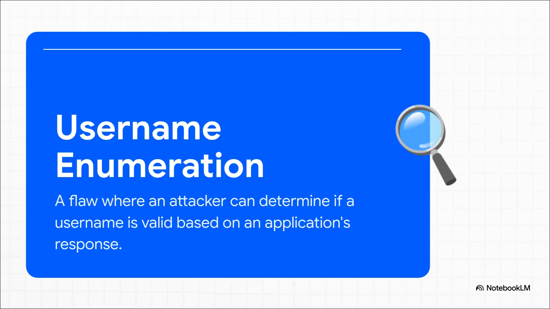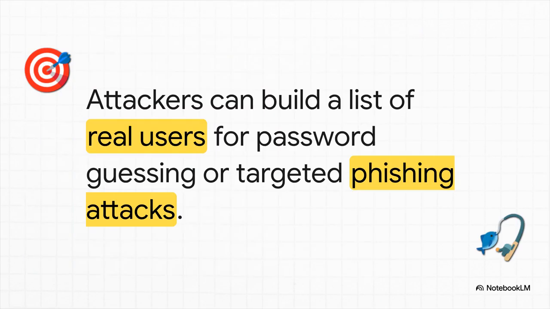Now, it might not sound like a big deal, but trust me, for an attacker, it's the first thread they can start pulling to unravel the whole thing. So, why should anyone care about this? Well, once an attacker has a list of real, confirmed usernames, they're no longer shooting in the dark. They can start launching very specific attacks. They can try guessing common passwords on real accounts, or they can craft super convincing phishing emails. Basically, this tiny flaw just handed them a hit list on a silver platter.